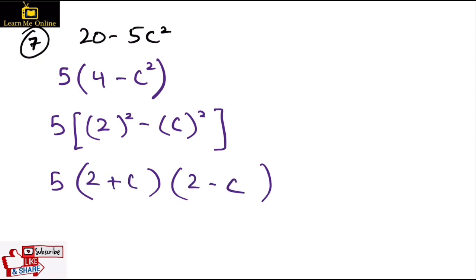So this is a really short video on how to do factorization by using the difference of two squares method.